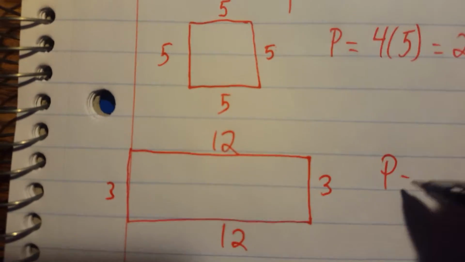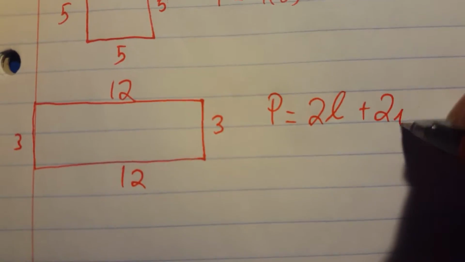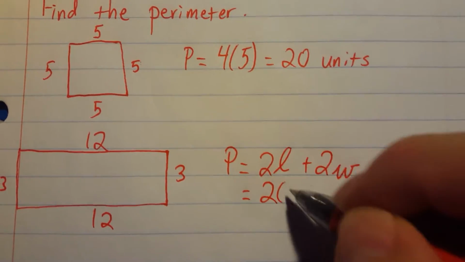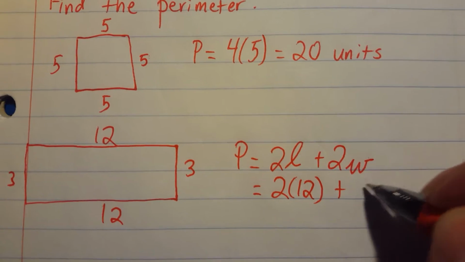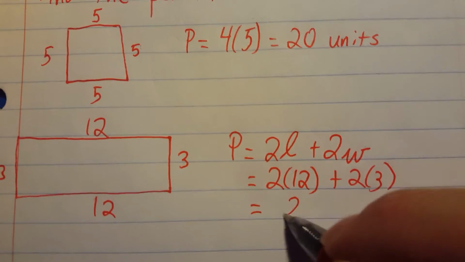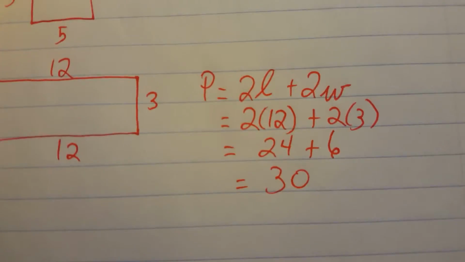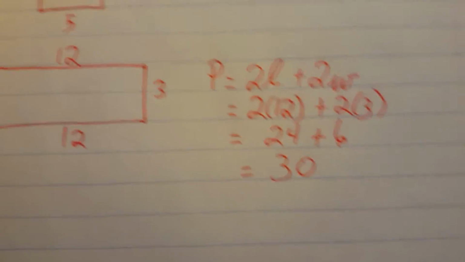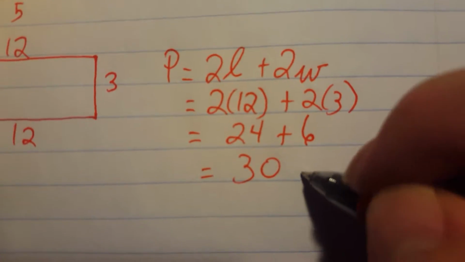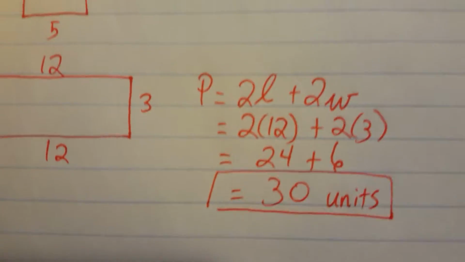Then I just apply the formula, P equals 2L plus 2W. When I plug in, I get 2 times 12 plus 2 times 3. Doing the arithmetic, this gives you 24 plus 6, which is a grand total of 30. Again, no units were given in this rectangle, so I'm just going to add at the end 30 units, and this is my answer for that one.